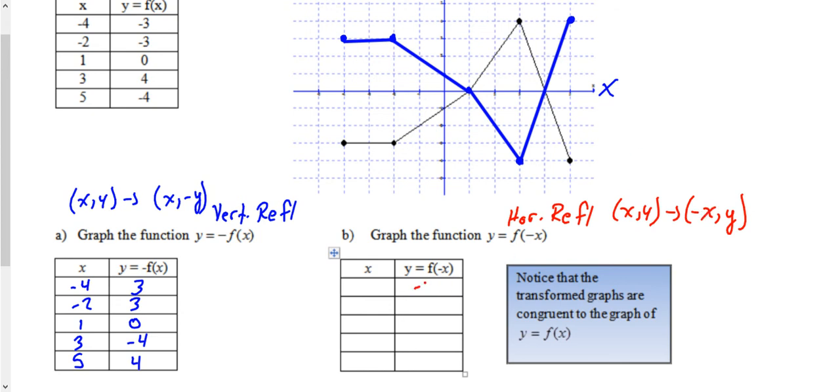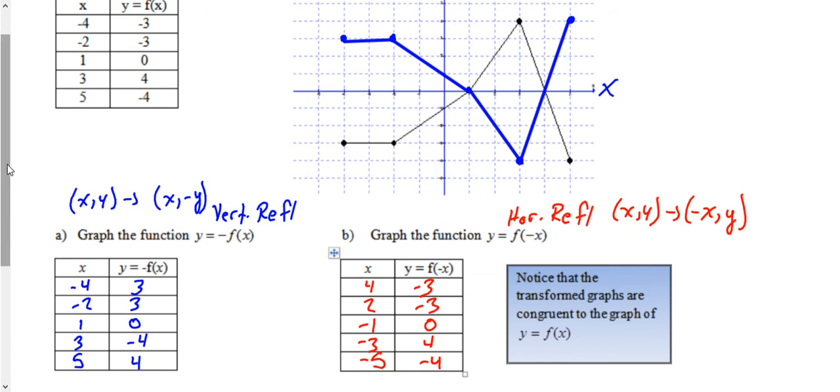So I'm going to have negative 3, negative 3, 0, 4, and negative 4. But all my x values change. Originally it was negative 4, so now this is going to become positive 4, positive 2, negative 1, negative 3, and negative 5 respectively. All I have to do now is graph this.